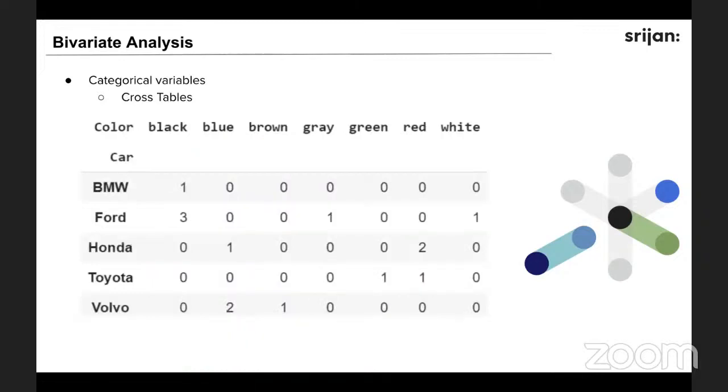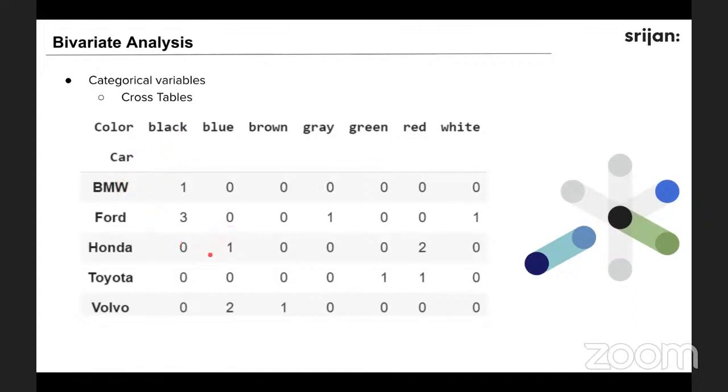So let's say we have a car data set. We have brands like BMW, Ford, and we have colors. And if we want to visualize how many of a particular brand in black we have, you can just use cross tables for that kind of visualization, and it will look something like this.